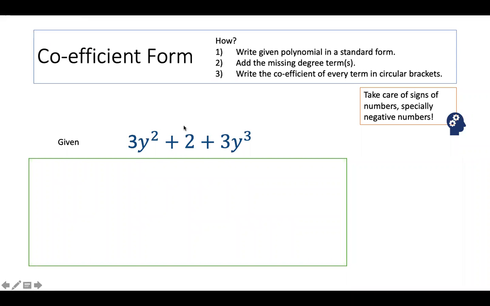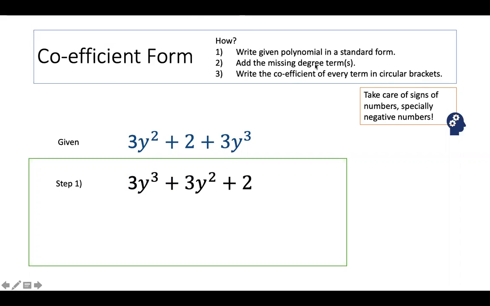Okay, and what is coefficient form? Coefficient form is very similar. The first two steps are very similar to the last slide. We are going to write the given polynomial in standard form. And for you to have a clear understanding, I have written the similar polynomial. So this is the same as in the last two examples. Our first job is to write the given polynomial in standard form, right? Have you written it in standard form? Cool.